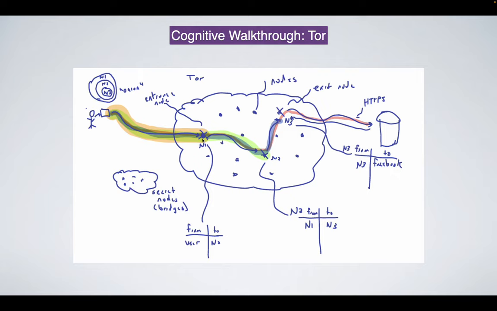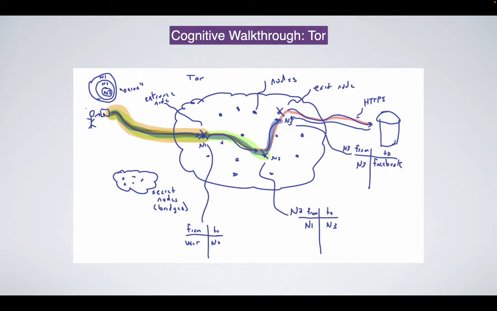The link between the user and node 1, you said it's encrypted, right? Is it like a tunnel that's created, but node 1 does not know the IP address it's coming from, or does it know the IP address? Yeah, so node 1 does know the IP address. So that would be on the outside of the envelope.